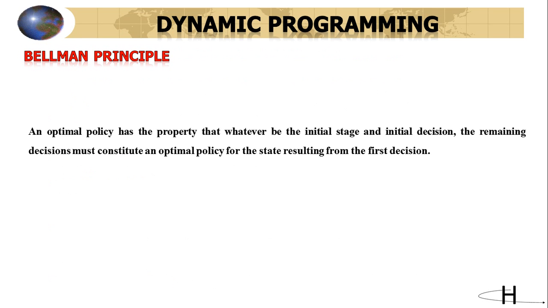The next important point is Bellman's principle. The statement of this principle is: an optimal policy has the property that whatever be the initial state and initial decision, the remaining decisions must constitute an optimal policy for the state resulting from the first decision. So this implies that whatever may be your initial decision or decision in the intermediate stages, you can optimize that decision in the further stages.